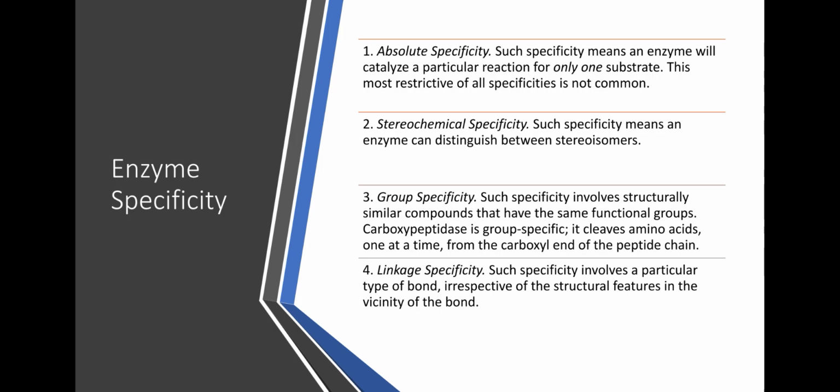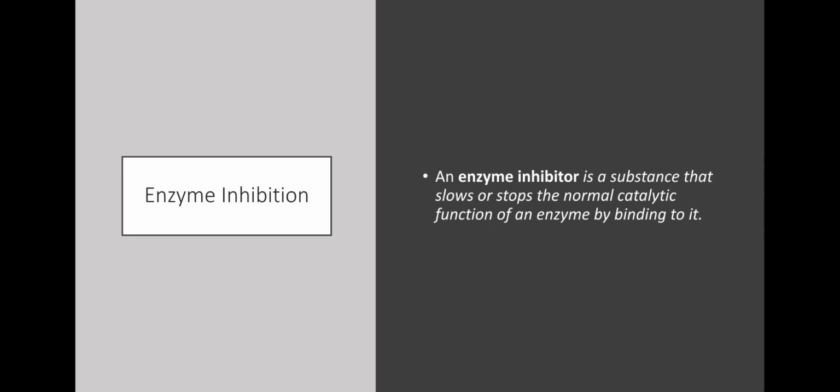Another type is group specificity. It is the type where an enzyme acts only on molecules that have a specific functional group, such as hydroxyl, amino, or phosphate groups. One good example of a group-specific enzyme is carboxypeptidase. The last type is linkage specificity, wherein enzymes act on a particular type of bond, irrespective of the rest of the molecular structure. One good example is phosphatases, which hydrolyze phosphate ester bonds in all types of phosphate esters.